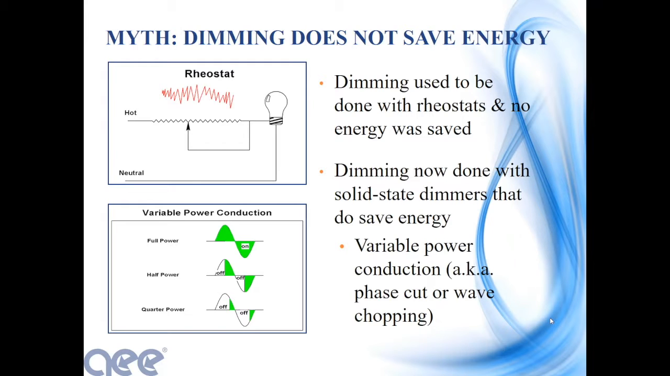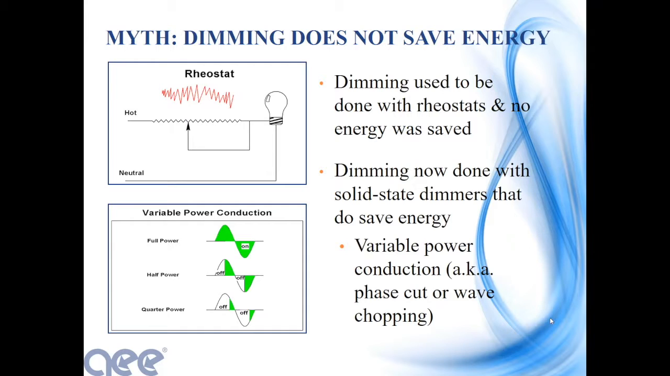It's a myth that dimming does not save energy. Back when we did dimming with rheostats, we did not save energy because you either consume power in the rheostat or you put the power in the lamp. Dimming's now done with solid-state dimmers that do save energy, and it's done by variable power conduction.